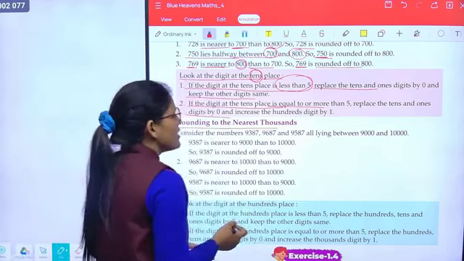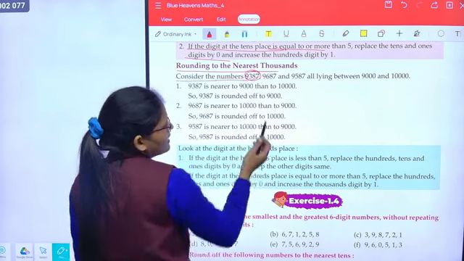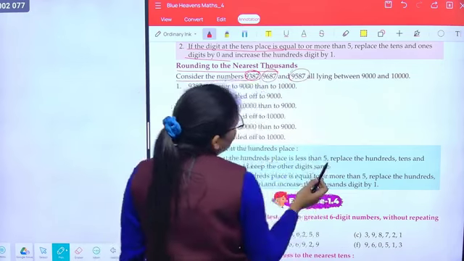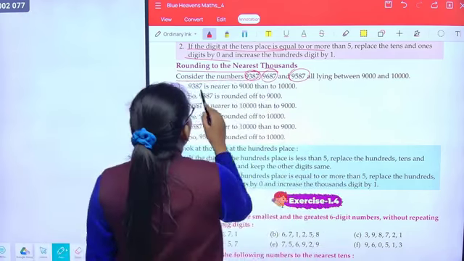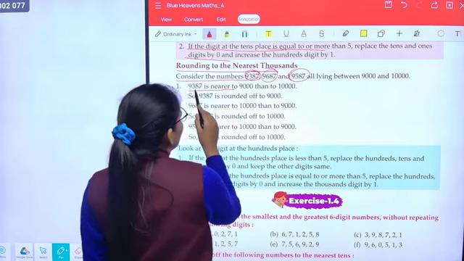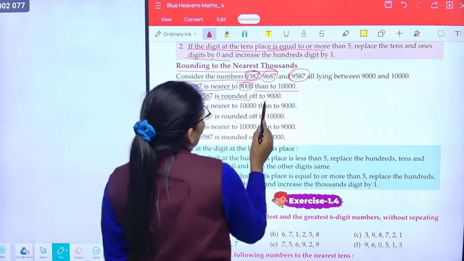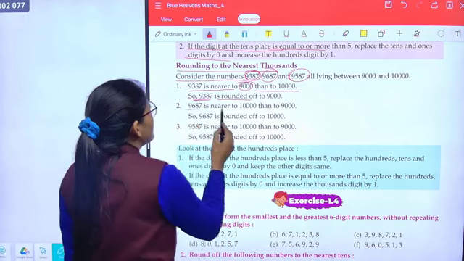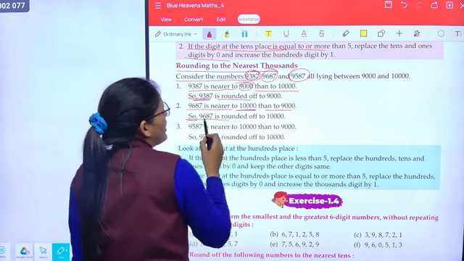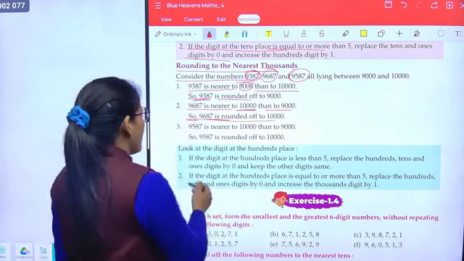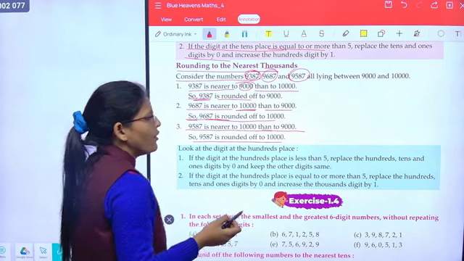Now rounding to the nearest thousand, consider the numbers 9,387, 9,687, 9,587, all lying between 9,000 and 10,000. 9,387 is nearer to 9,000 than to 10,000. So it is rounding off to 9,000. 9,687 is nearer to 10,000 than to 9,000. So it is rounding off to 10,000. 9,587 is also nearer to 10,000 than to 9,000. So it is rounding off to 10,000.